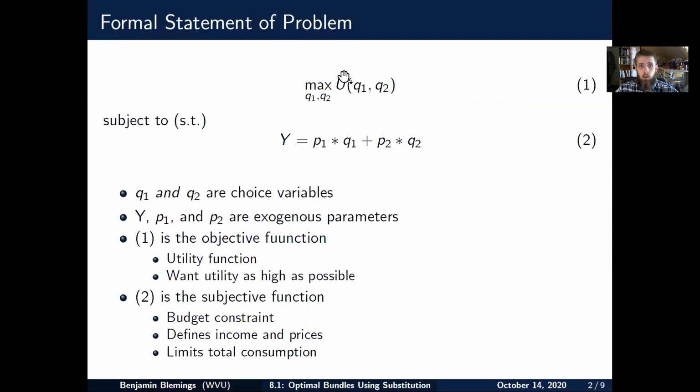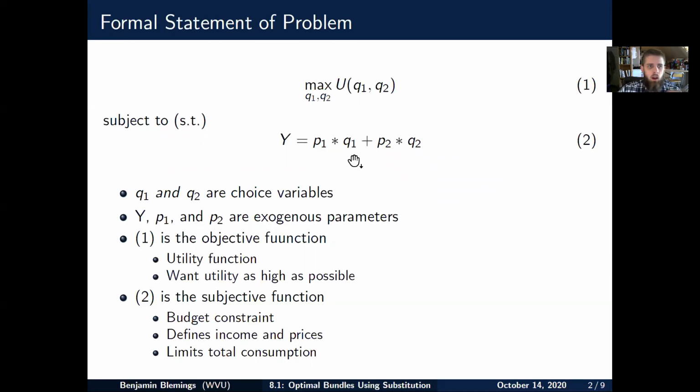We're trying to get the highest utility, maximizing the utility as a function of the amount of good 1, Q1, that we're consuming, and the amount of good 2 that we're consuming, Q2. And so this Q1 and Q2 underneath the max just means that we get to pick Q1 and Q2, or Q1 and Q2 are our choice variables.